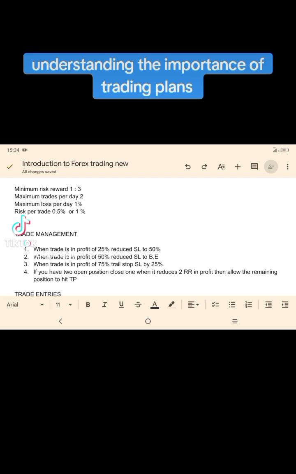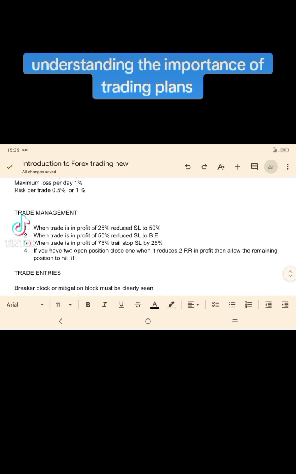When trade is in profit of 50%, reduce SL to break even. Now, you are making 50% profit in your account. What do you do? You set break even, bringing your SL to your entering point. That is what break even is.